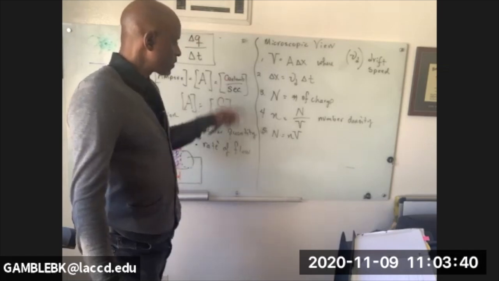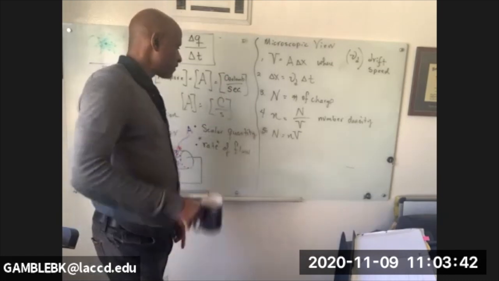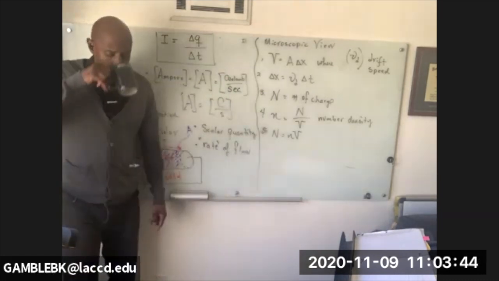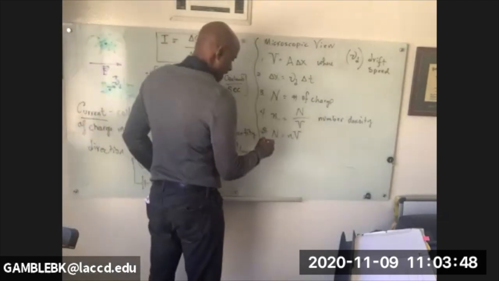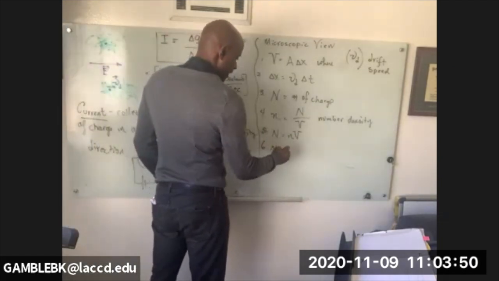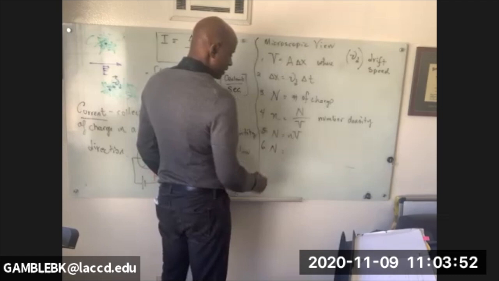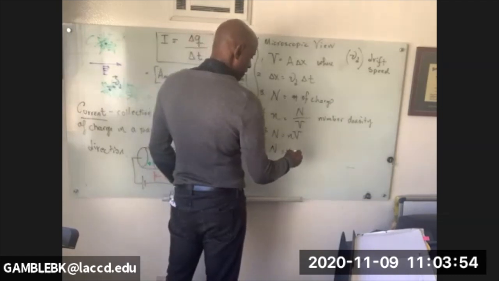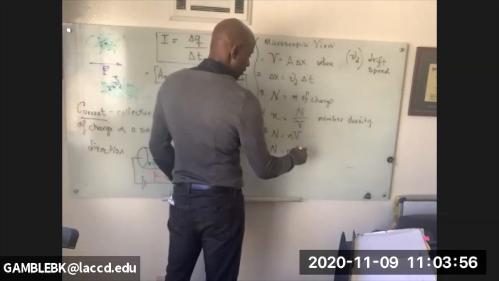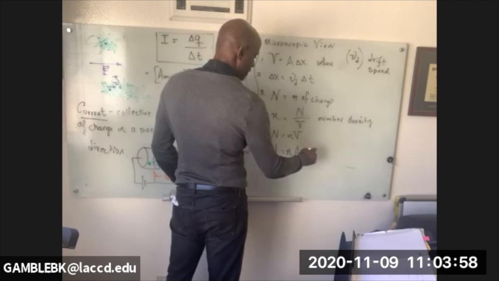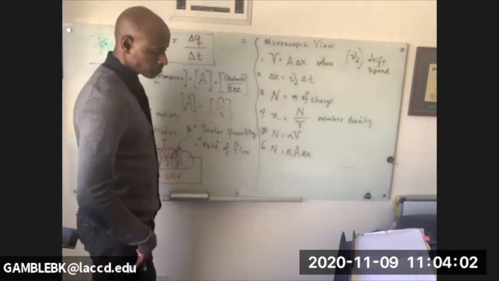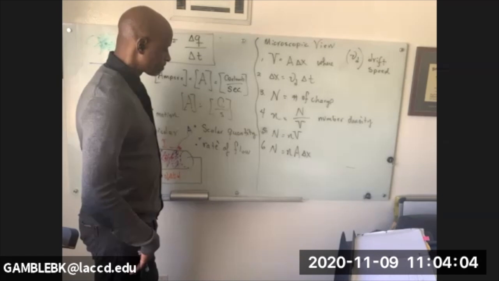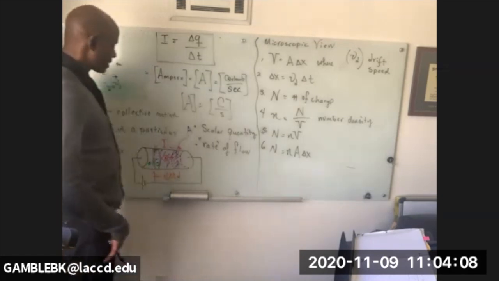So I'm going to substitute equation 1 into equation 5 for the volume. So we'll get that N, the number N, is equal to the number density times the volume, which is cross-section area times the delta X. Now, we'll leave that for a minute and come back and look at charge here.